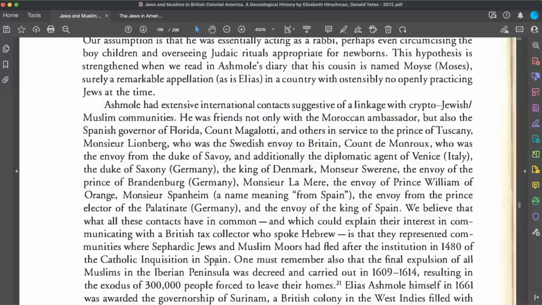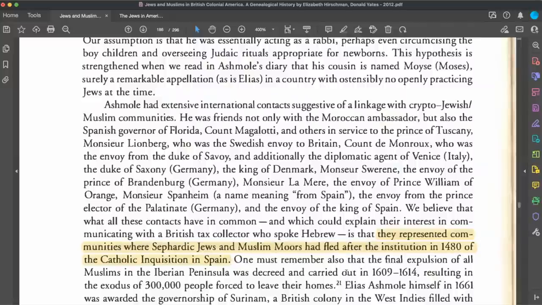We believe that what all these contacts have in common, and which could explain their interest in communicating with a British tax collector who spoke Hebrew, is that they represent communities where Sephardic Jews and Muslim Moors had fled after the Inquisition. Okay, they represent communities where they had bounced to, right? After the Catholic Inquisition of 1480 in Spain. All right, Muslim Moors too.